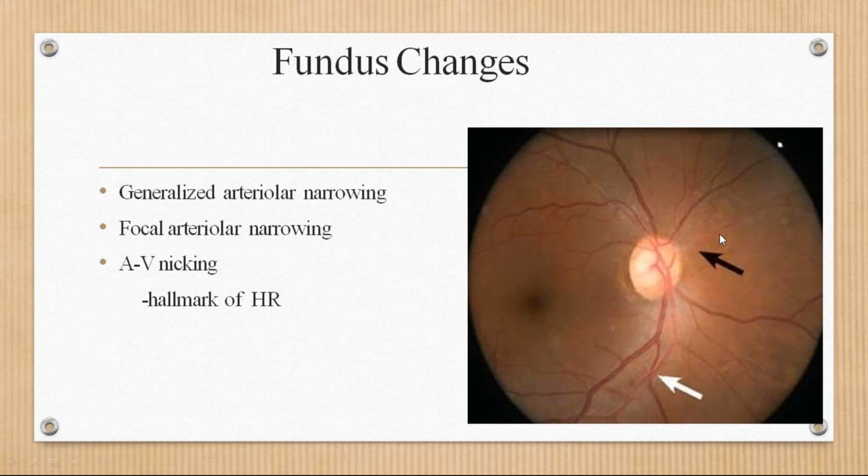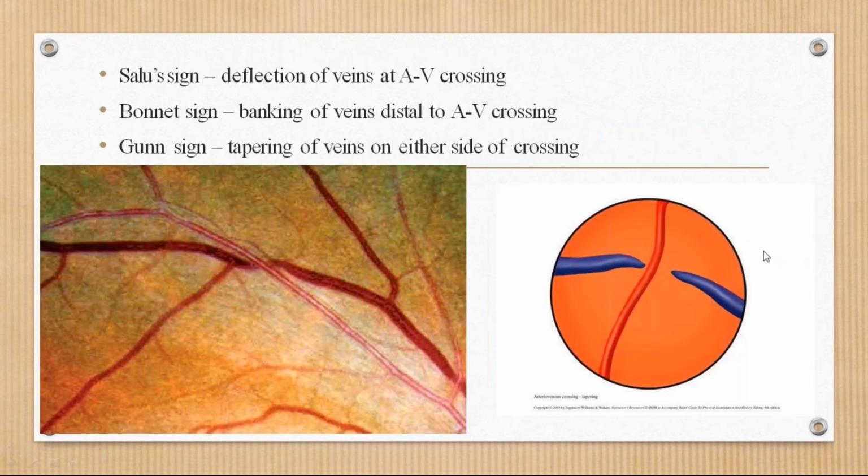Here you can see the arteries will be thinned out. This artery which is coming here, it got thinned out like this. AV nicking will be there, which is a hallmark of hypertensive retinopathy. Here you can see arteriovenous nicking. You can see arteries and veins, there will be a small dip here. Nick will be there here. So this is called AV nicking, meaning arteriovenous nicking will be there.